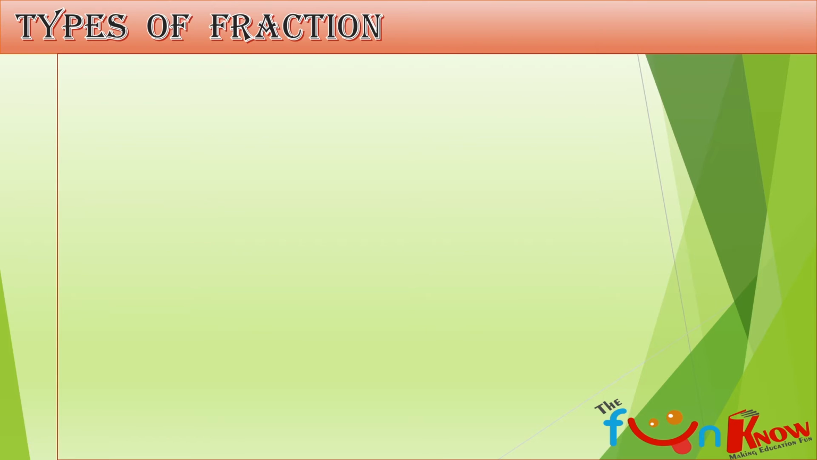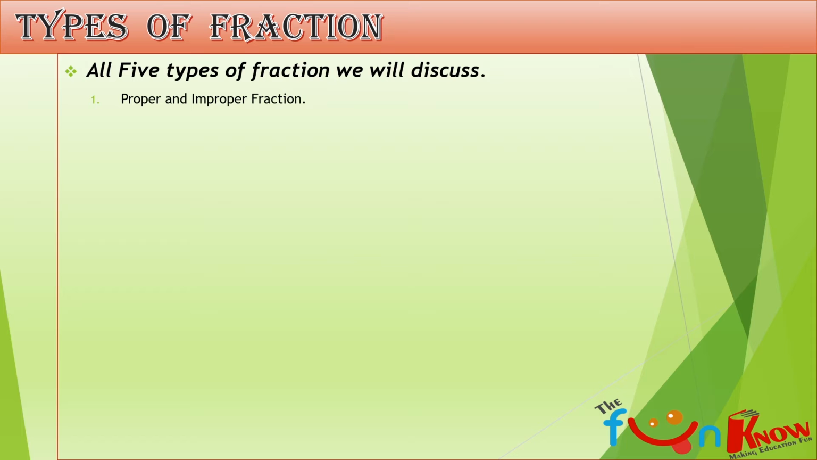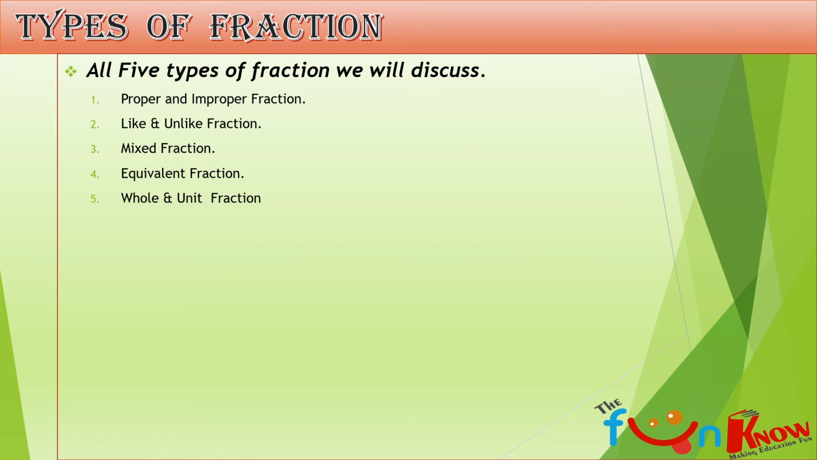Okay, students, so now let us understand types of fractions. What are the types of fractions? There are 5 types of fractions we'll discuss here. First, proper and improper fractions. Second is like and unlike fractions. Third is mixed fractions. Fourth is equivalent fractions. And fifth is whole and unit fractions.